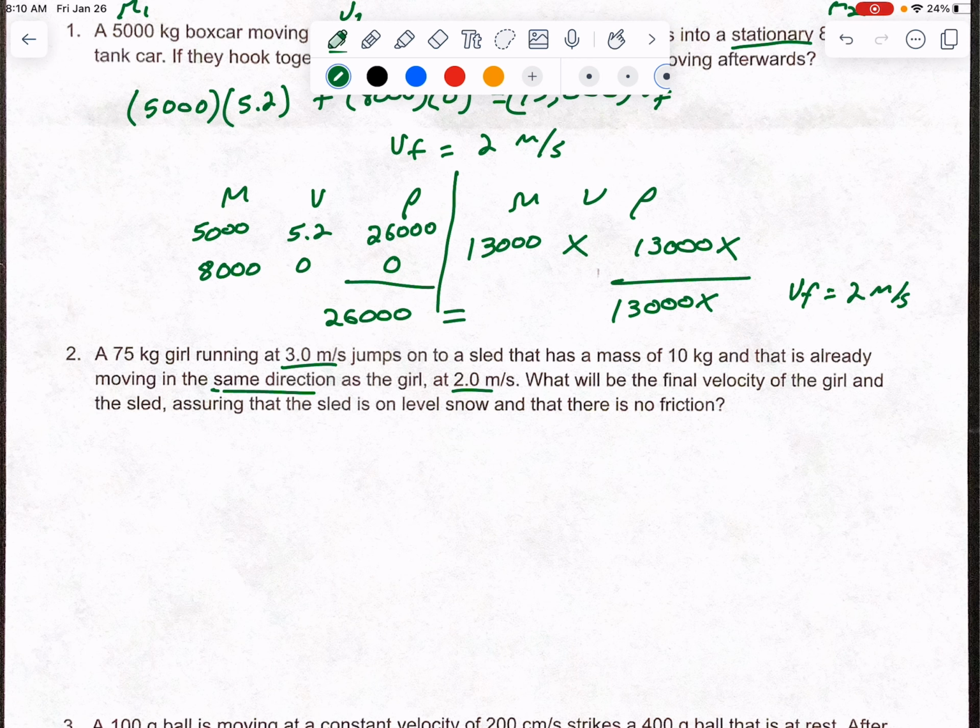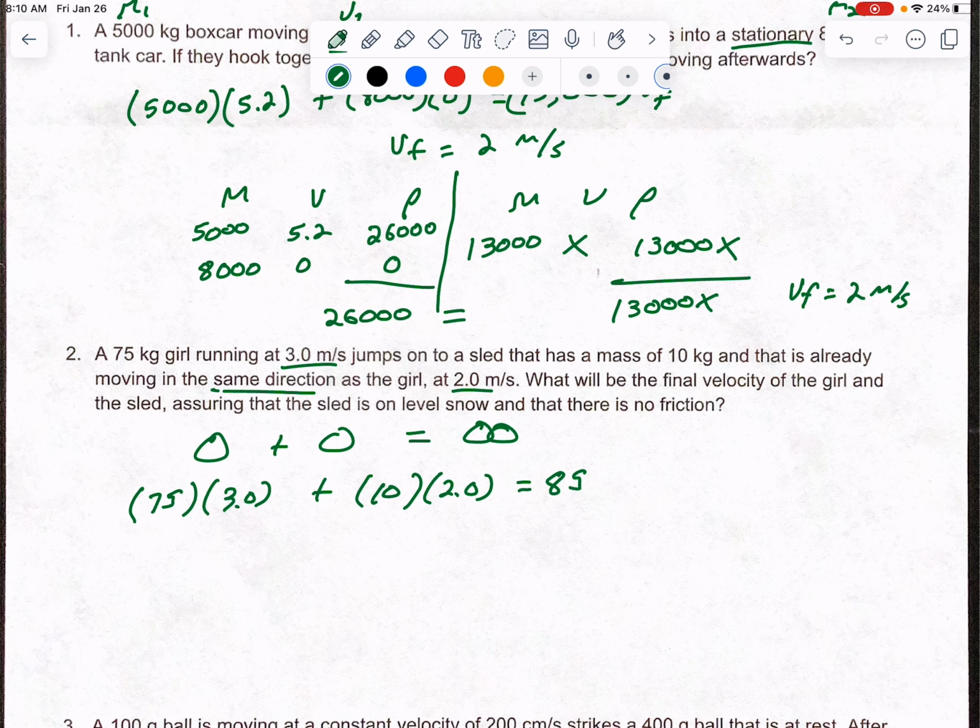Okay, so you have a girl running. The sled's going in the same direction. She jumps on the sled, and now they are together. So what we're going to do is set up our equation. M1 would be 75, and she's moving at 3.0 meters per second, plus mass 2, 10 kilograms, going in the same direction at 2 meters per second, equals, now they're together, so 75 plus 10 gives me 85. And then I don't know what their velocity is once they're together, so that's your VF. Find what VF is, and you should get VF equals 2.9 meters per second. So that'd be your answer there.